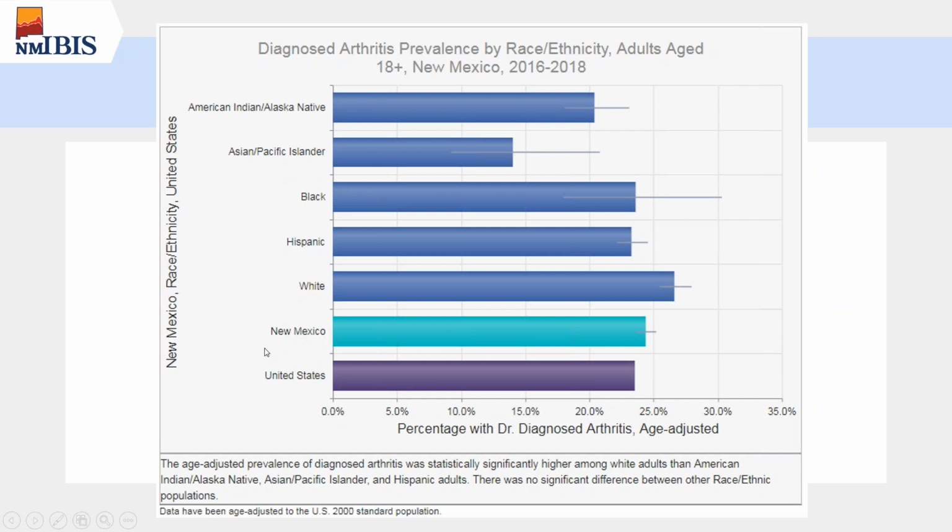How many category dimension values are there? And again, depending on how you count them, if we don't count New Mexico and U.S., how many category dimension values are there? Five. There are five race ethnic categories for our category, and each of these is a dimension value for the race ethnicity dimension.